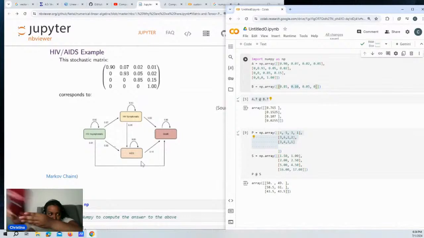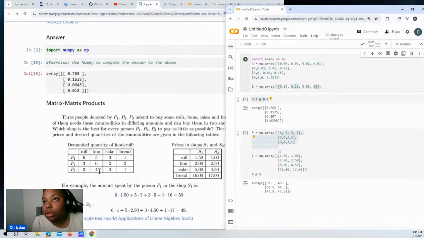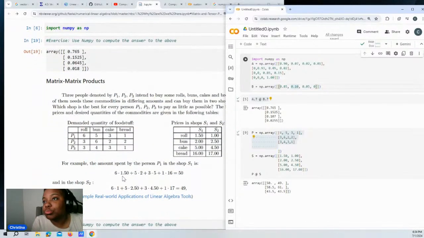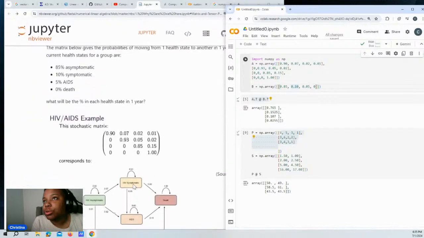Yeah, I think my brain wants me to write out all the math and then write out all the code. If I do 90 times 0.85, I get 7.65. Then I have to do plus.